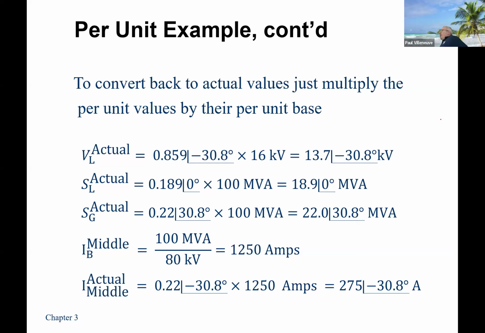The current, knowing the current is hit or miss. It's probably not that interesting unless you're trying to set up your initial circuit. So if you're building a circuit and you need to make sure that your transmission line isn't going to be overloaded, I don't want to run more than 3,000 amps through there, you may want to go ahead and calculate what that is. But you can see the actual current in the middle is only 275 amps, quite a bit less.